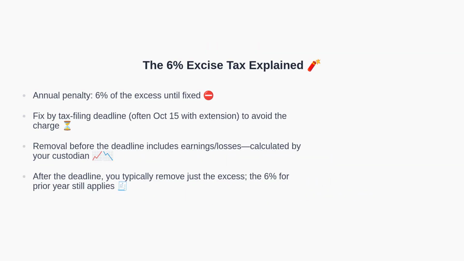The excise tax is 6% of the excess amount, and it applies every year until you eliminate the excess. If you correct the excess by your tax filing deadline, including extensions, you can generally avoid the excise tax for that year. Correction before the deadline typically requires returning the excess plus or minus earnings as calculated by your custodian. If you miss the deadline, you usually remove only the excess contribution amount, but you still owe the 6% excise tax for the prior year. The 6% stops applying only after the excess has been removed.